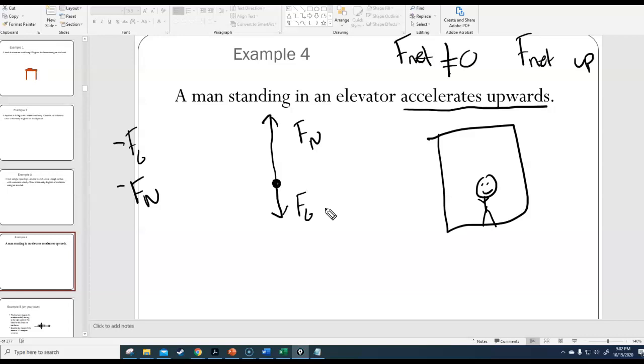Now, what if, just hypothetically speaking, it said a man standing in an elevator moving up at constant velocity? Well, if he's moving up at constant velocity, that means his net force is 0, and that basically means that those two forces would be balanced. If the man standing in an elevator was accelerating down, that means the force of gravity would have to be longer than the normal force arrow. So hopefully you're starting to see how the first law plays a role in drawing FBDs.